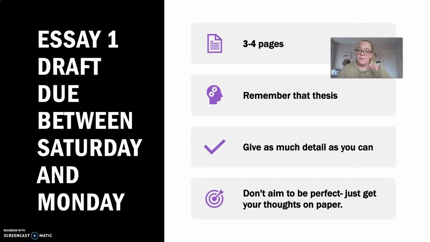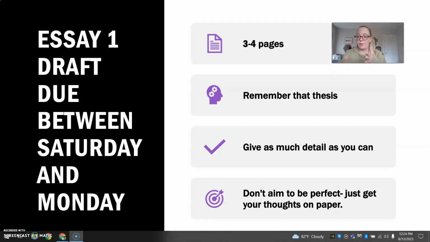All right, so finally, your draft is due between Saturday and Monday. I give you that window because I'll start looking at them on Saturday, but I know some of us work over the weekends, and maybe Monday is when you really have time to finish up. But I don't want you to wait to start until Monday, all right? So 3 to 4 pages. Remember your thesis that we worked on in week 1. Give as much detail as you can to support that answer to the question you chose.